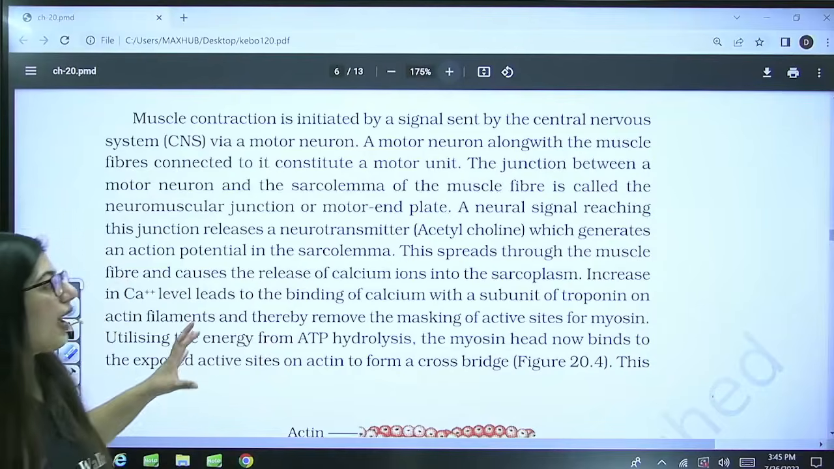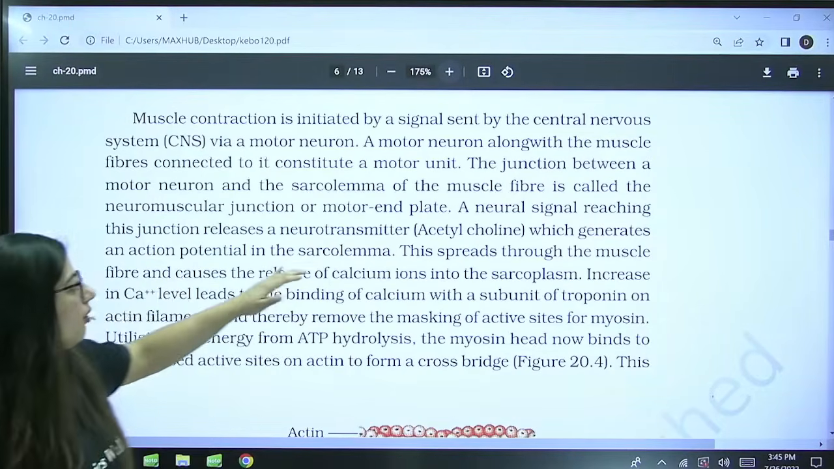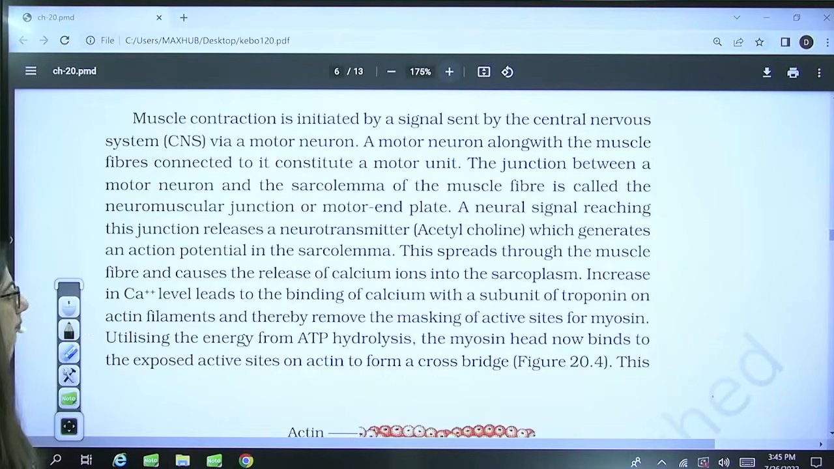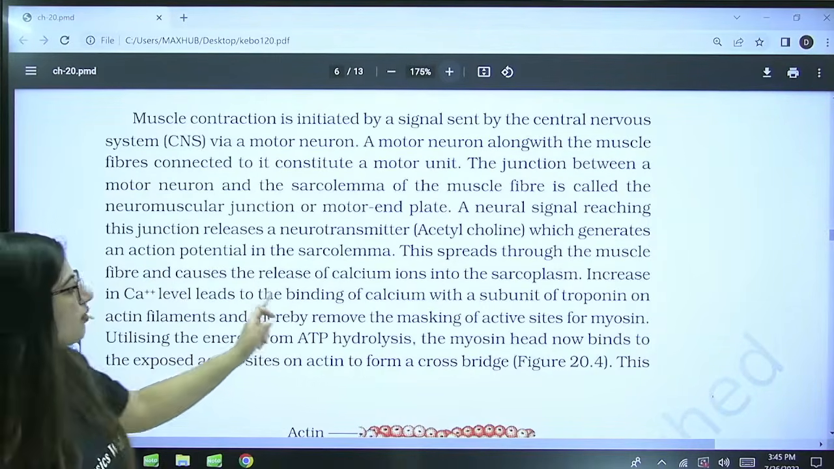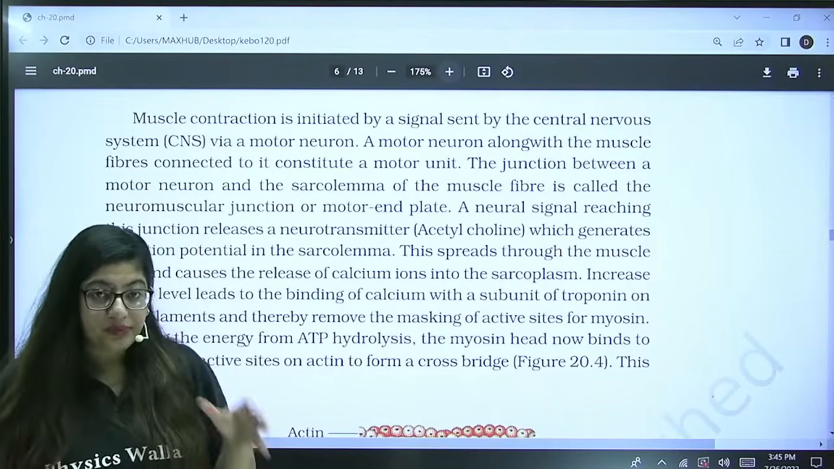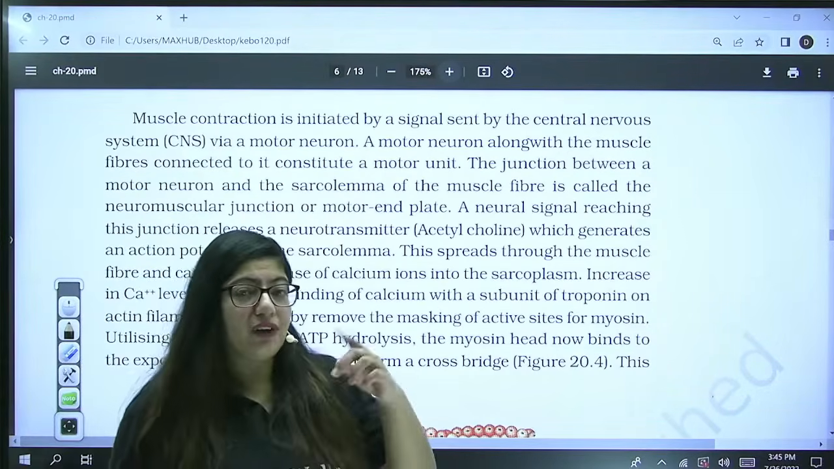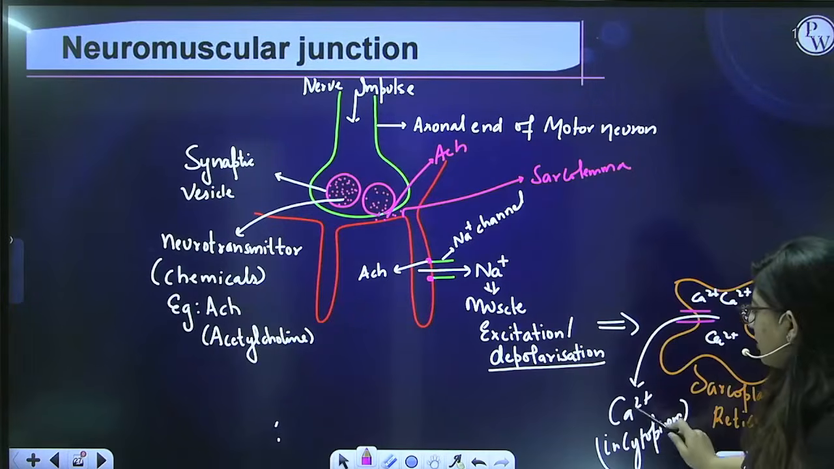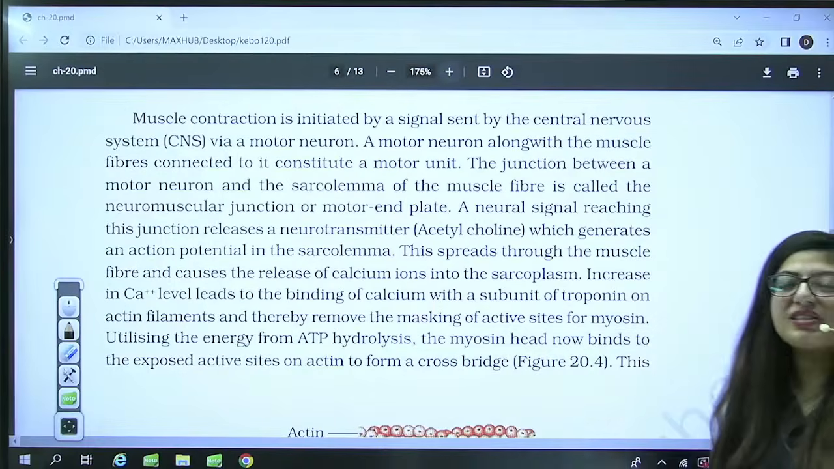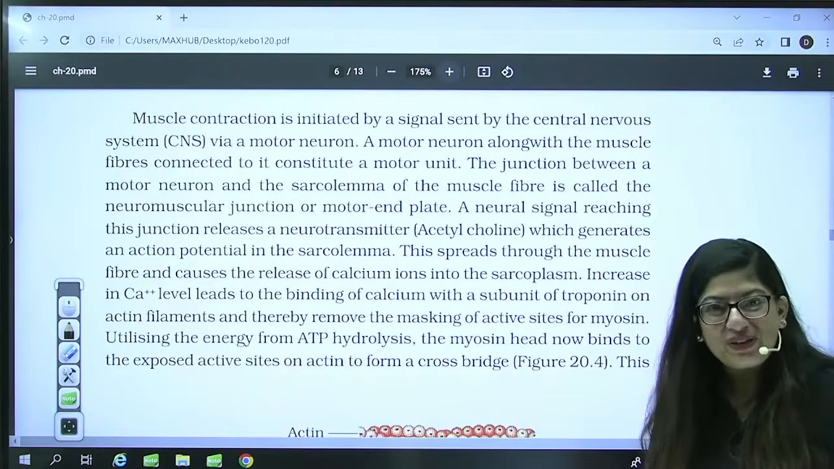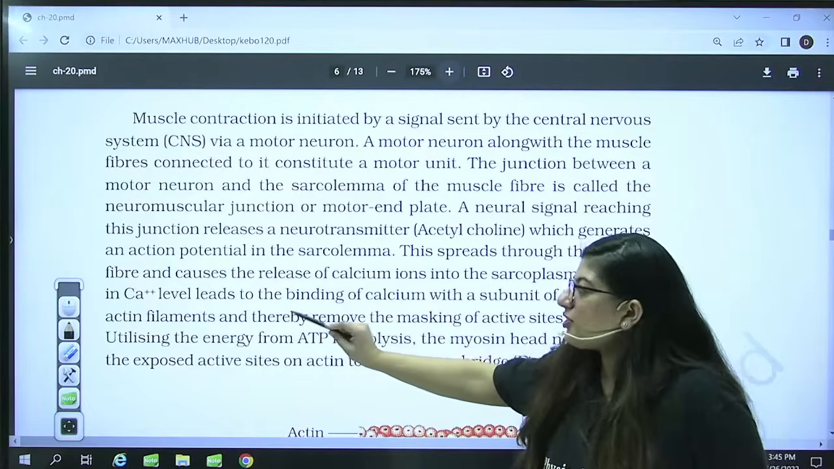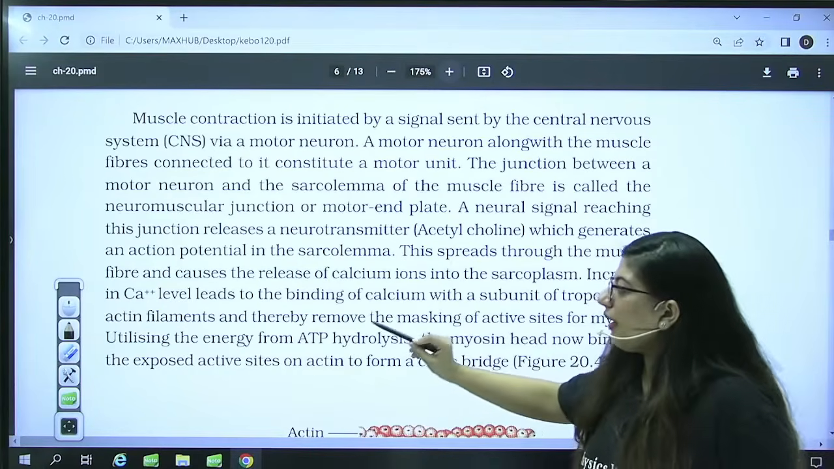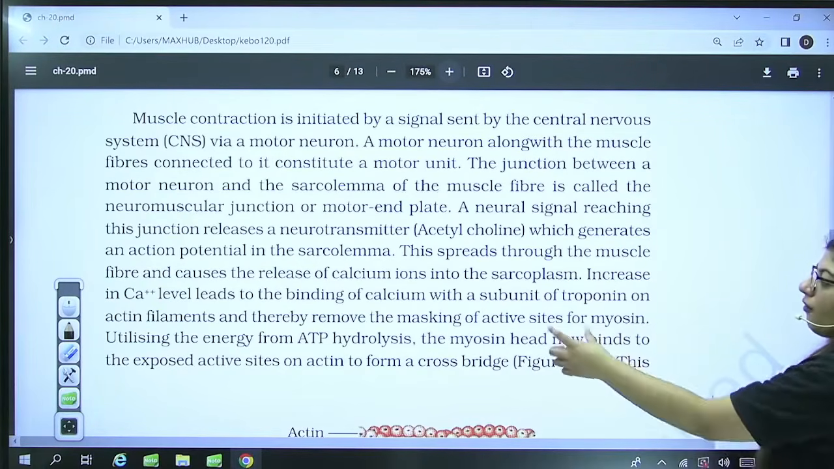And how will it contract? Let's see. This spreads, or it will release a neurotransmitter. And what's the name of the neurotransmitter? They have given acetylcholine. This spreads through the muscle fiber and causes the release of calcium ions into the sarcoplasm. Now that depolarization wave will go to your sarcoplasmic reticulum, and that will release the calcium ions in the cytoplasm. And what is the cytoplasm of muscle known as? Sarcoplasm. Increase in calcium level leads to the binding of calcium with the subunit of troponin on actin filament, and thereby removes the masking of active site for myosin.